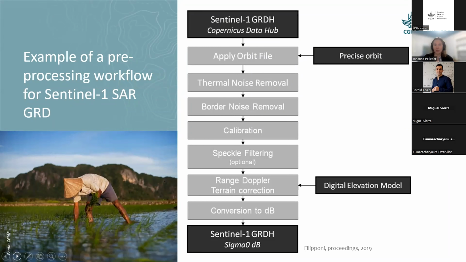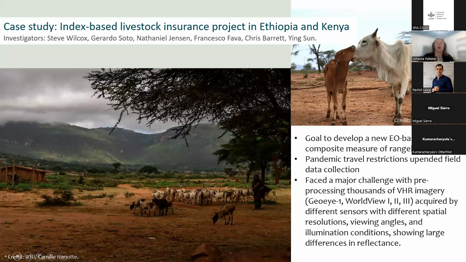Other satellites, or for example, Sentinel-1, have a workflow to pre-process your image. This is an example for Sentinel-1. I'm not going to go into depth with this, but just to let you know that for each imagery, there's some step that needs to be done before the image can actually be analyzed per se. There have been some projects that have definitely faced challenges with pre-processing.